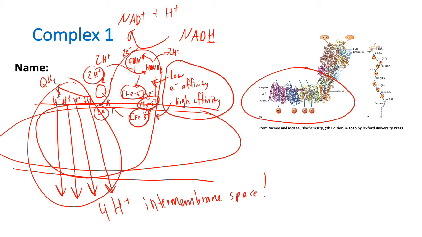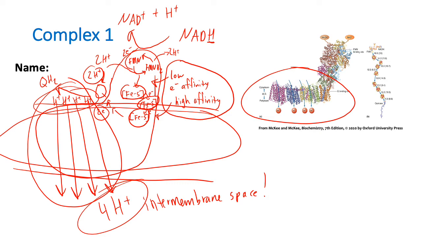FMN goes to FMNH2, so FMN is the first electron acceptor in this complex. It then passes the electrons onto the iron-sulfur clusters. Low affinity going to high affinity. They're close enough to where an electron can jump, which causes an energy buildup, which then allows protons to make the jump to add 4. And so that's what's going on with complex 1.